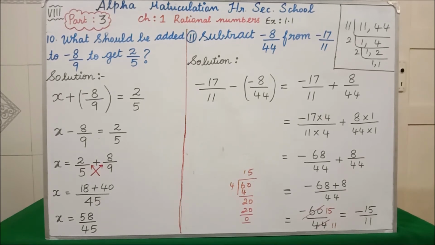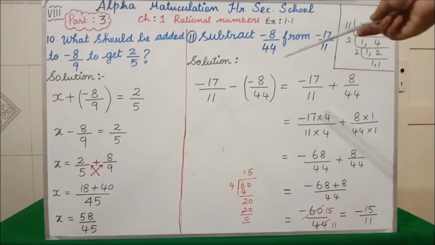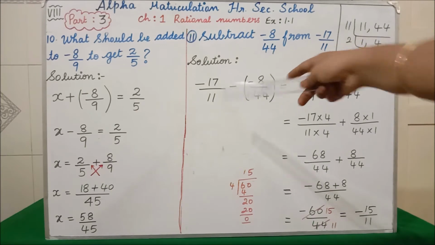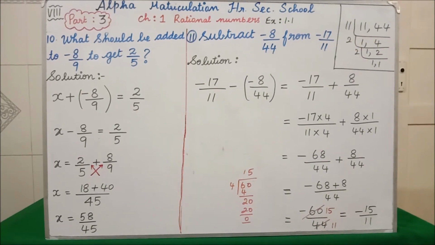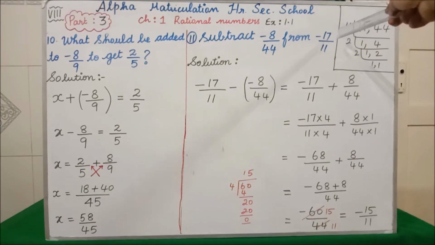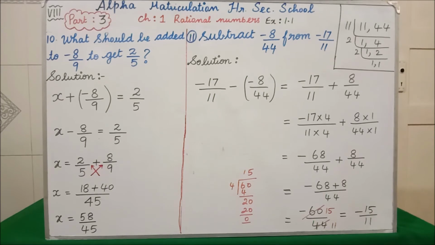Next we are going to see the 11th question. The question is: subtract minus 8 divided by 44 from minus 17 by 11. Students, if you straightaway write minus 8 by 44 minus 17 by 11, then you will get a wrong answer.